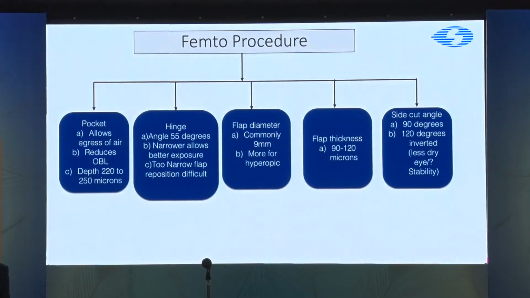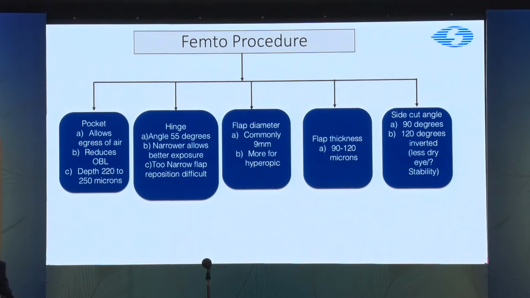So why do we keep these settings? The pocket, as I said, allows egress of air. It reduces the OBL, and generally the pocket, what we have to remember, is at a depth of 220 to 250 microns. It's a little bit deeper than the flap. That's because we want the bubbles to escape into the deeper layers of the cornea, which the collagen is not as tightly packed in. The hinge angle is about 55 degrees, between 45 and 55.